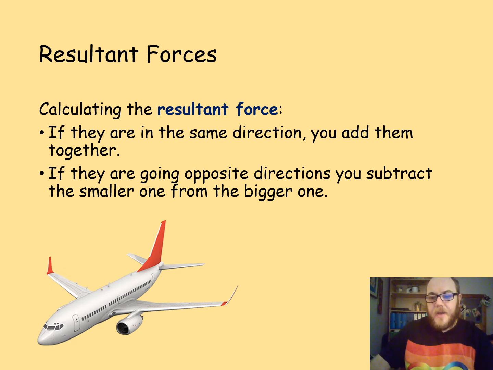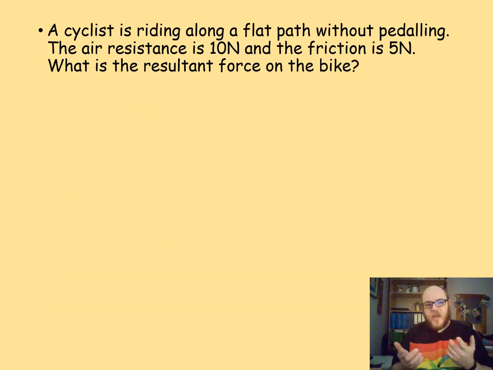Let's look at an example. If I have a cyclist riding along a flat cycle path and he's not pedaling, the air resistance acting upon them is 10 newtons. The friction on the wheels is 5 newtons. What is the resultant force on the bike? Pause the video, see if you can work it out.